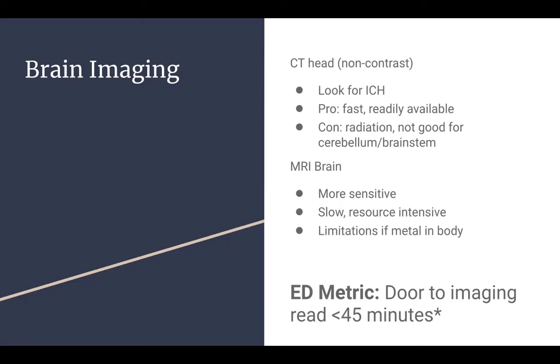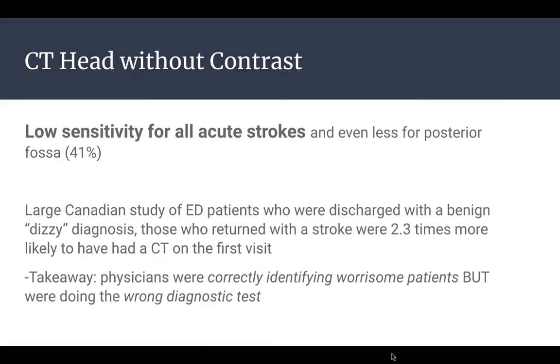Something to think about if you're concerned about an acute stroke, then we do have certain metrics that we need to adhere to. When a patient presents to the emergency room, they should have their imaging completed and read within 45 minutes based on CMS recommendations. So the CT head is a way to make sure that this is completed. Non-contrast head CT does have a pretty low sensitivity for all acute strokes, but even more so for strokes of the posterior fossa, which is around 41%.